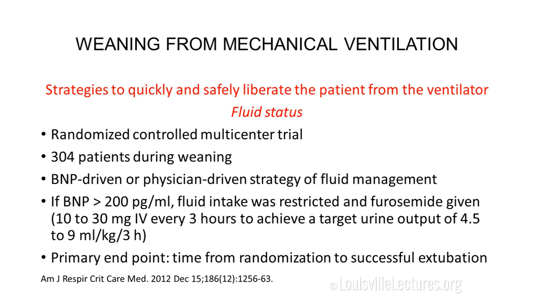Recently, in 2012, there was a randomized controlled multi-center trial that included 304 patients during weaning. They designed a strategy based on the brain natriuretic peptide, and they would give diuretics based on the BNP level. If the BNP level was more than 200, fluid intake was restricted and furosemide was given, 10 to 30 milligrams every 3 hours, to achieve a target urine output of 4.5 to 9 mL per kilo over 3 hours. The primary endpoint was time from randomization to successful extubation.